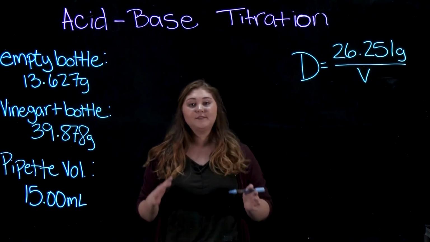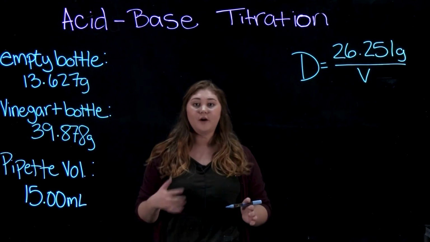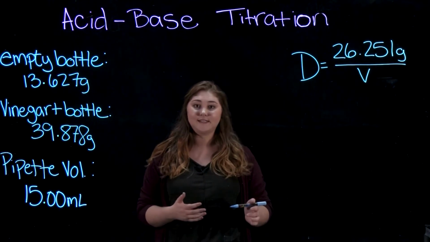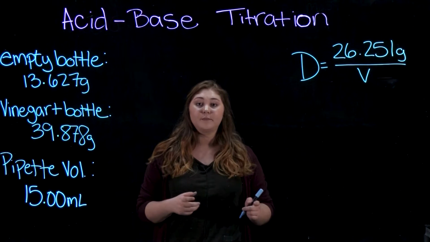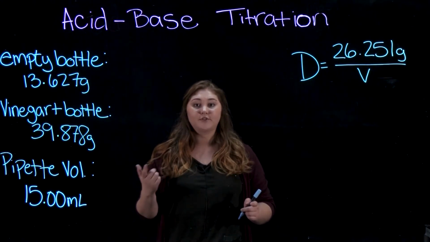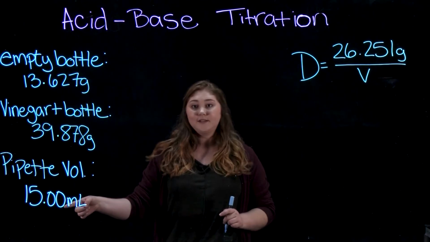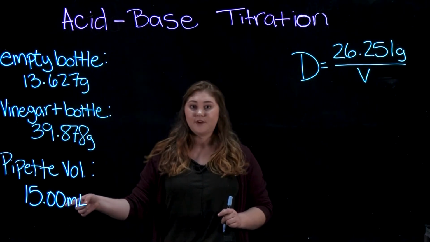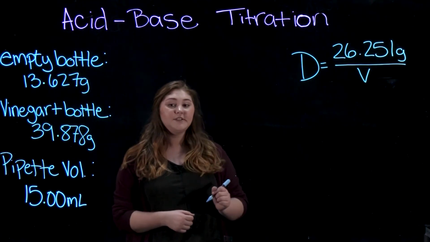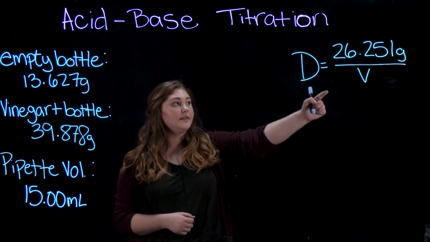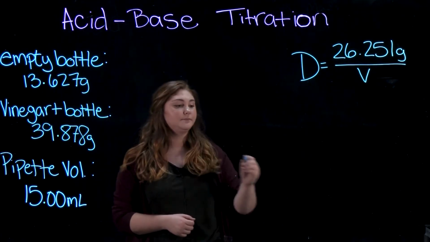Now that we know the mass of our sample, we can plug in the volume of that same sample to find the density. The volume of our sample is equal to that of our volumetric pipette's volume. Here I used a 15 milliliter pipette. Yours might be different at home. To finish this calculation, I would then plug in this volume to my equation.